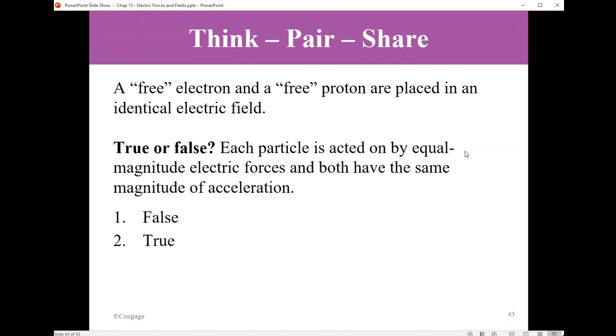For this to be true, the electron and proton need to satisfy two requirements. First, they need to have the same charge, which is okay, and they need to have the same mass, which is not okay. You know that the mass of the proton is about 2,000 times greater than the mass of the electron. So if you apply Newton's second law, the forces are the same, but the masses are different, so the accelerations will be different. Because they have different masses, the accelerations will be different.